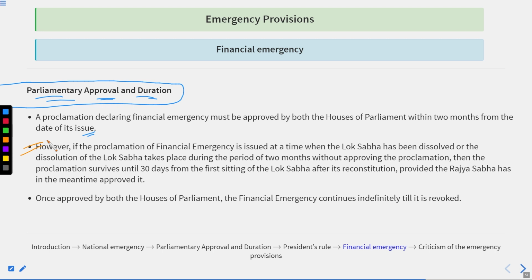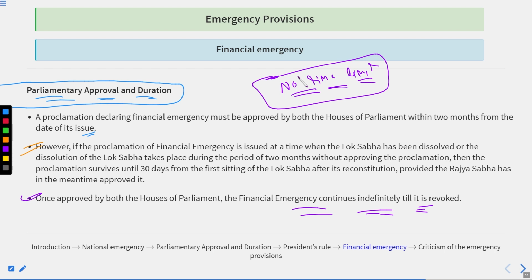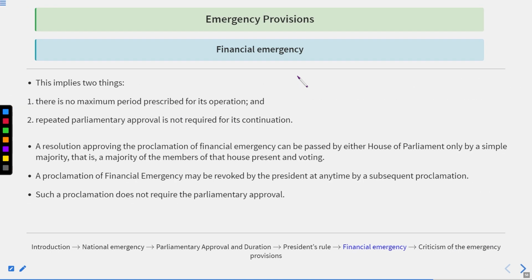That we have already discussed in the previous emergencies. Once approved by both the houses of Parliament, the financial emergency continues indefinitely till it is revoked. It means that there is no time limit on the financial emergency. This implies two things. There is no maximum period prescribed for its operation. Repeated parliamentary approval is not required for its continuation, as it is required for the other emergencies.